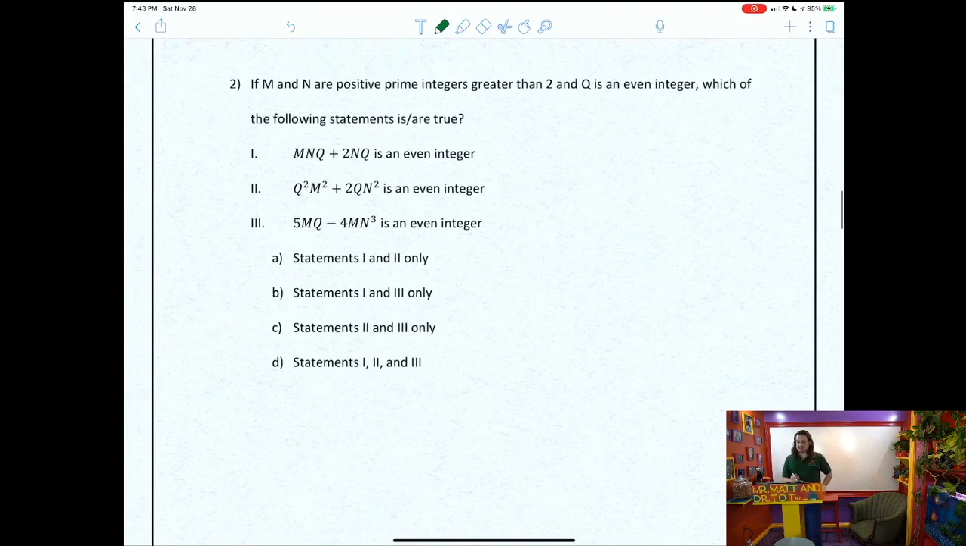Question number 2 says, if m and n are positive prime integers greater than 2 and q is an even integer, which of the following statements is or are true? Statement 1: m times n times q plus 2 times n times q is an even integer. Statement 2 says q squared times m squared plus 2 times q times n squared is an even integer. Statement 3 says 5 times m times q minus 4 times m times n cubed is an even integer. Take a few moments and solve that problem.